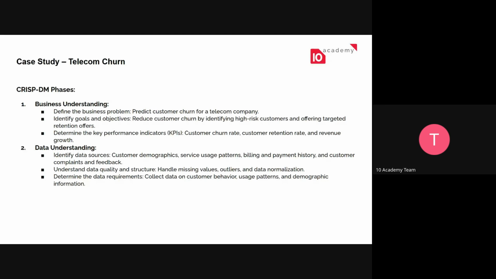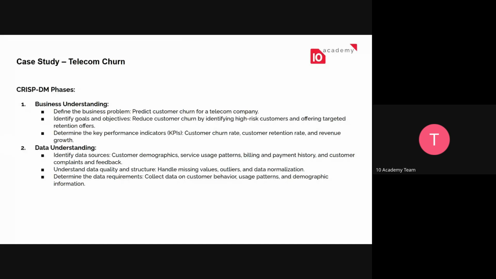So in this case study, the goal was to predict customer churn for a telecom company, which is to reduce customer churn by identifying high-risk customers and offering targeted retention offers.